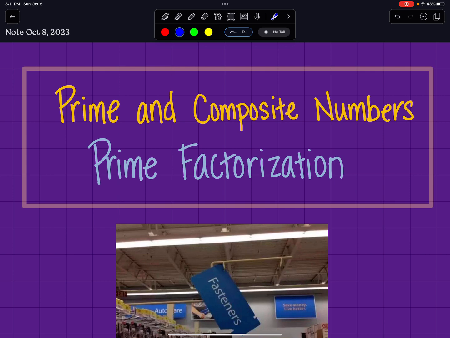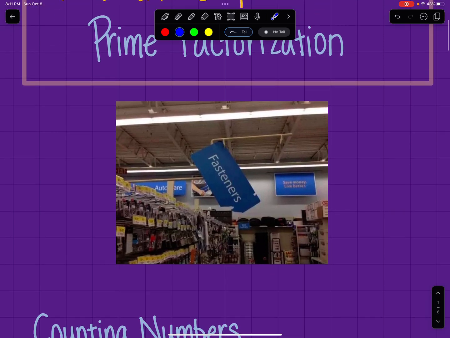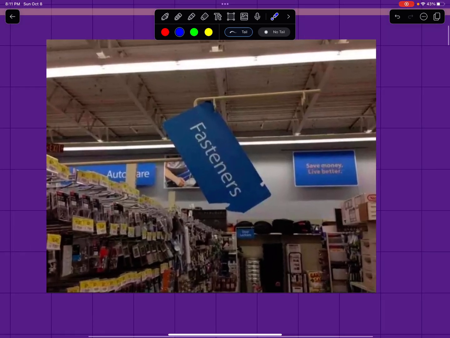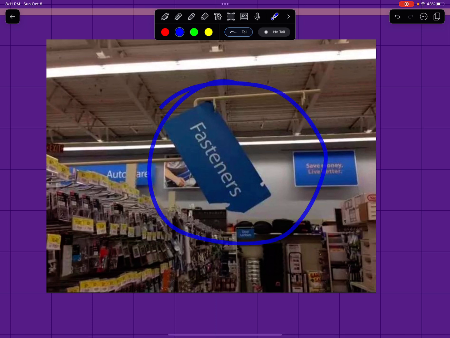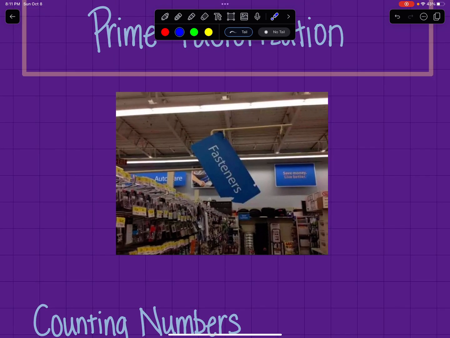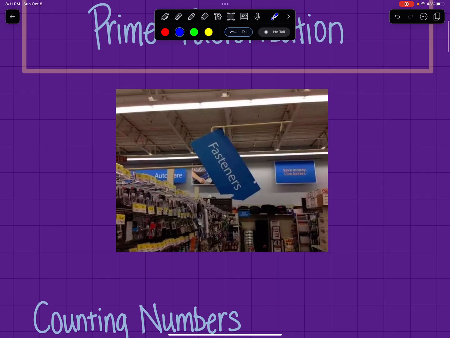So here we go. And I'm really sorry about today's lesson because for some reason the GIF thing is not working, so I can't pull in funny little videos, and I'm so sad about that. So it's not going to be as entertaining as usual, but hopefully we'll still get through it. I don't know. What do you think of this sign? Would you buy fasteners from this aisle? Pretty ironic, that sign, huh?